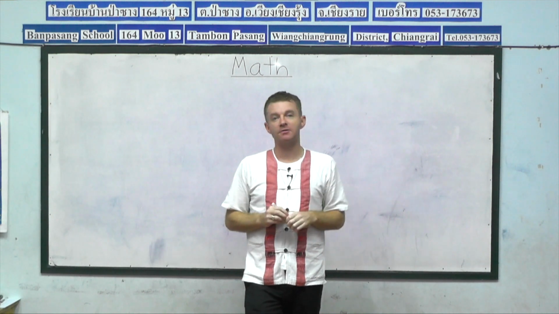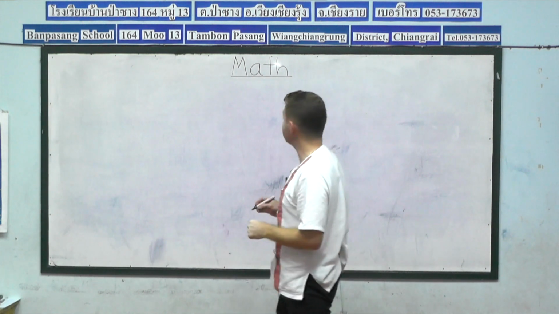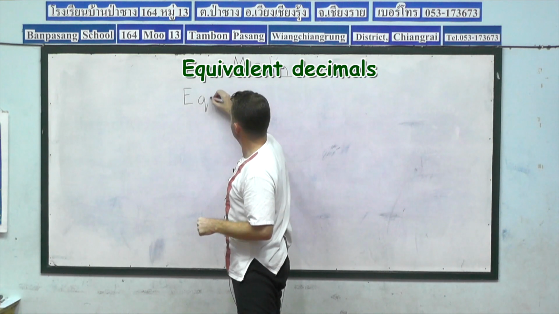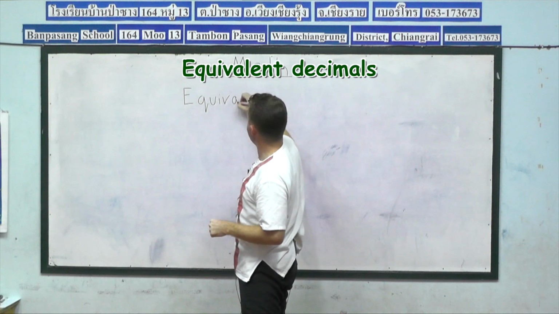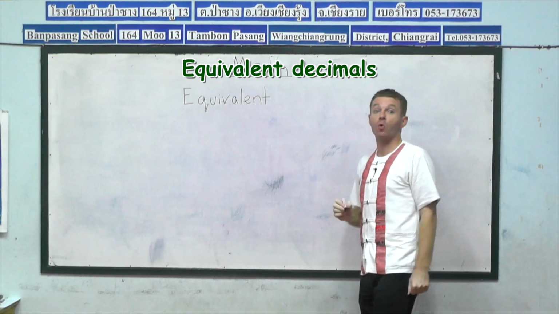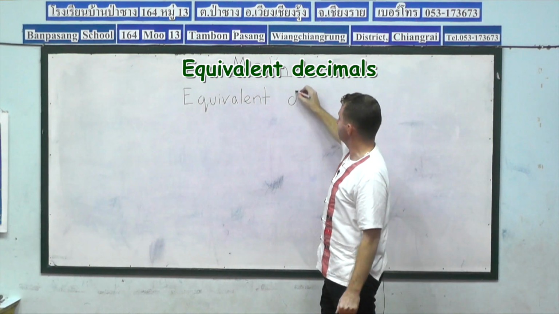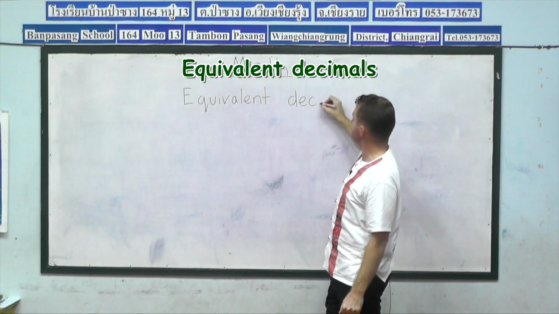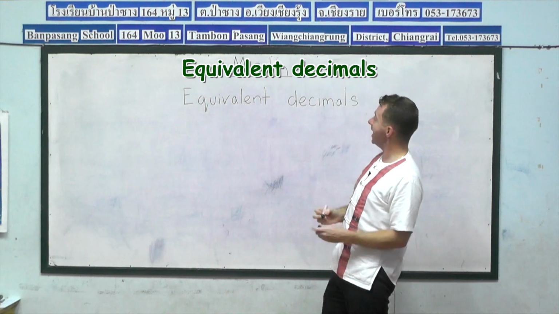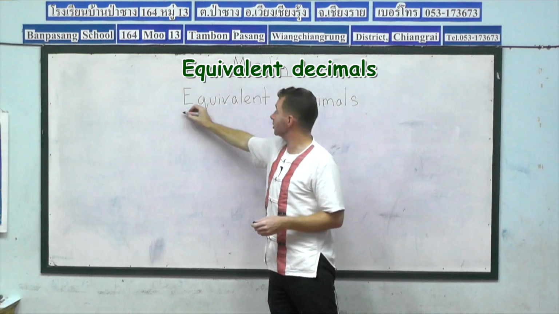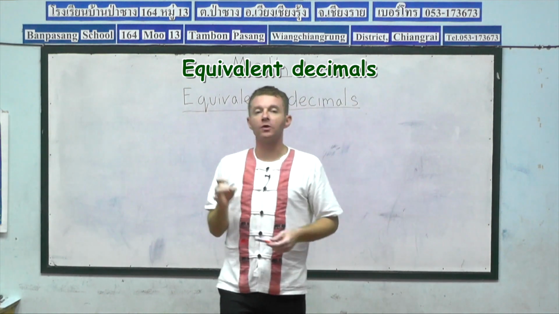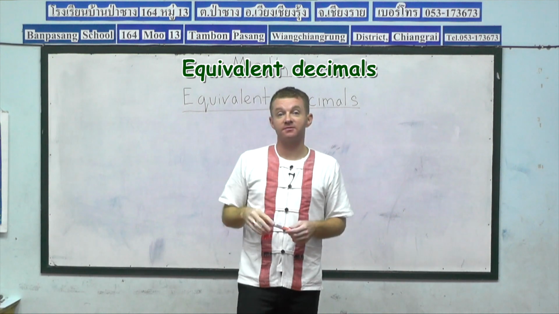So first of all, let's write the phrase on the board, equivalent decimals. E, Q, U, I, V, A, L, E, N, T. Equivalent. And decimals, D, E, C, I, M, A, L, S. So all together, guys, equivalent decimals. And we'll do a brief recap of the previous lesson to begin.